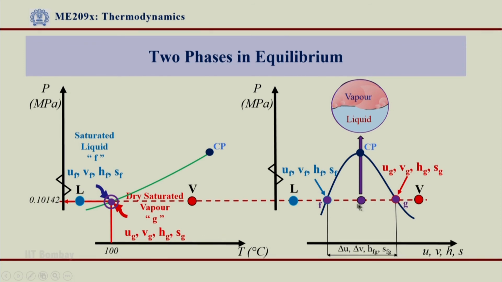Again, the point to be noted is, as the pressure increases, this delta U, delta V, HFG and SFG start decreasing because this length gets decreased, and you can notice that at point CP, UF will be equal to UG, VF will be equal to VG, HF will be equal to HG and SF will be equal to SG. So, delta U will be equal to 0, delta V will be equal to 0, HFG will be equal to 0 and SFG will be equal to 0 in that case, and this is what will happen at critical pressure, at 22 MPa and 373 degree centigrade. Thank you very much.